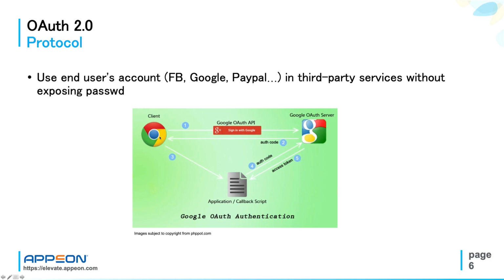Then this authorization code is forwarded by the client to the application, which will send it to the Google OAuth server again. Google OAuth will verify the auth code and will return an access token, which can then be used between the client and the application for any subsequent request and response. So an application doesn't store user credentials, but grants access based on tokens provided by a trusted OAuth server.